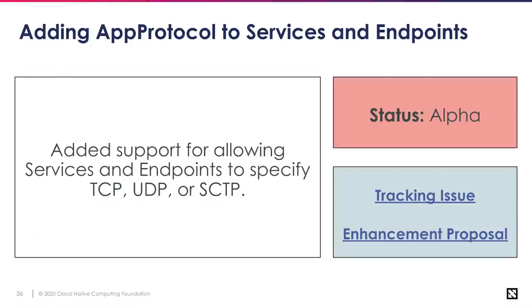This is related to a previous enhancement from the 1.17 release cycle, where endpoint slice went into beta, and endpoint slices actually introduced the concept of app protocol, which will allow a way for people to specify that a given port is actually dedicated for a specific type of protocol. And this enhancement is proposing to allow that same set of functionality introduced by the endpoint slice cap into normal services and endpoints.